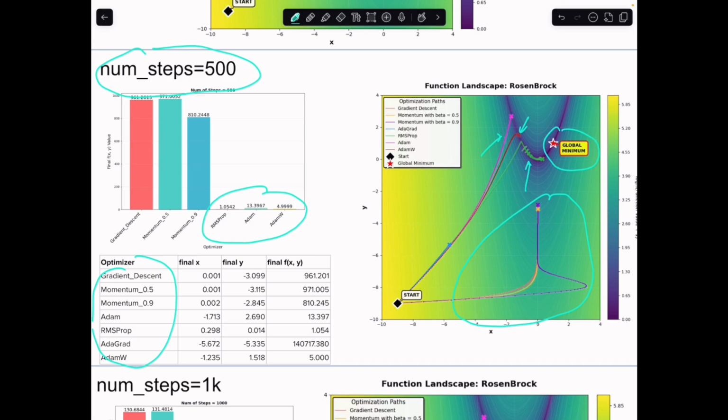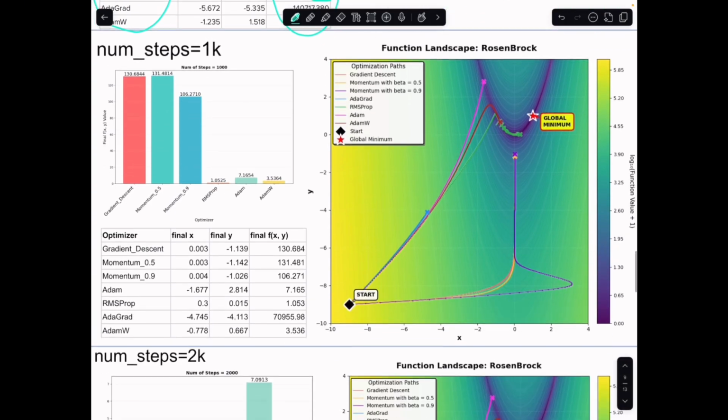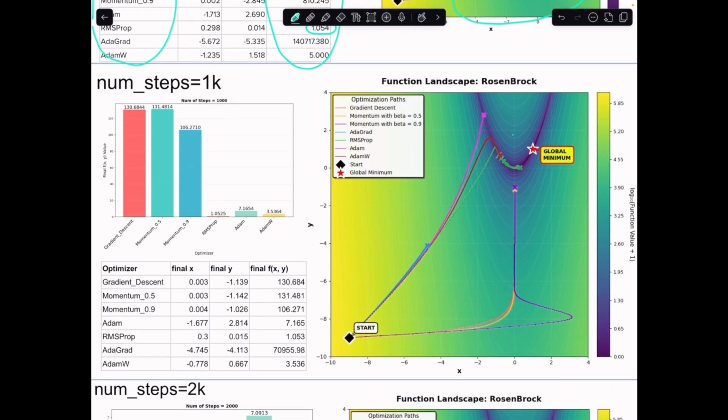Remember, RMSProp only has exponential average for the variance. You can actually see there's noise here compared to Adam and AdamW. Here is the landscape. As we can see, for the final XY right now, RMSProp is closest to the global minimum. Now let's look at number of steps at 1,000. As you can see, AdamW is closer to the global minimum.